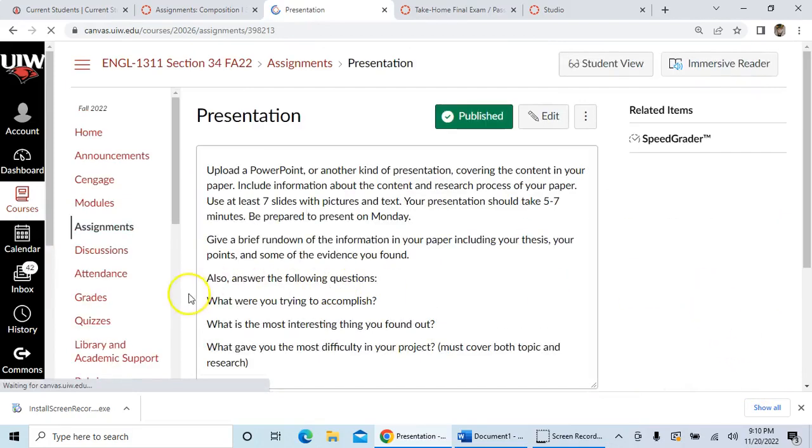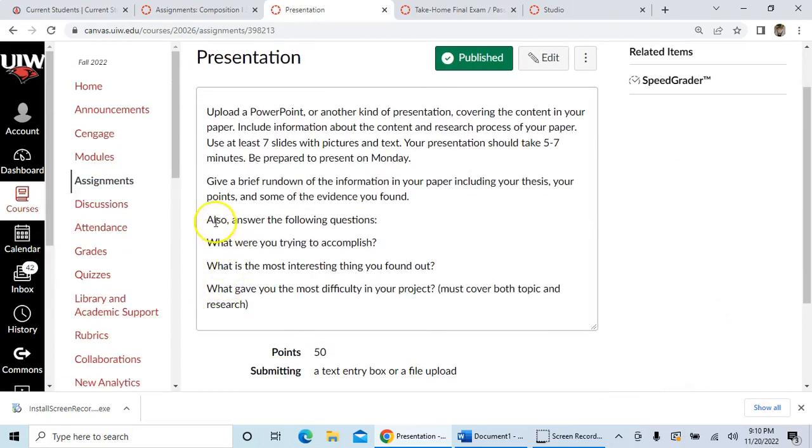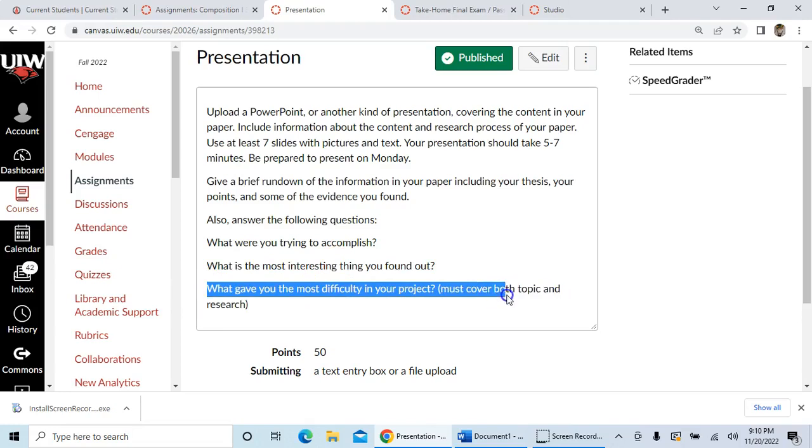Next, you will talk about what you were trying to accomplish in your research process. What's the most interesting thing you found out? This could be something that you already mentioned, but go into more detail about it here. Anything that you found in your research that really stood out and was cool and interesting, you can talk about. And what gave you the most difficulty on your project? This should cover both the topic and research.